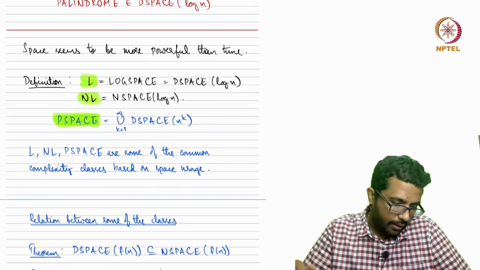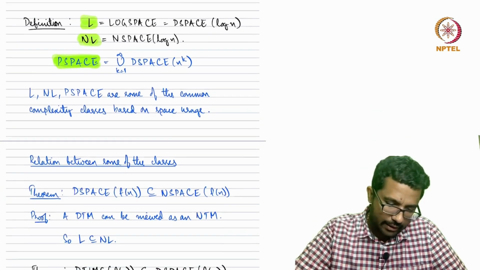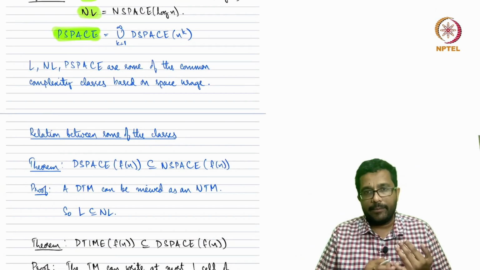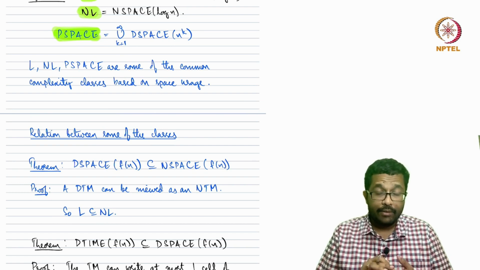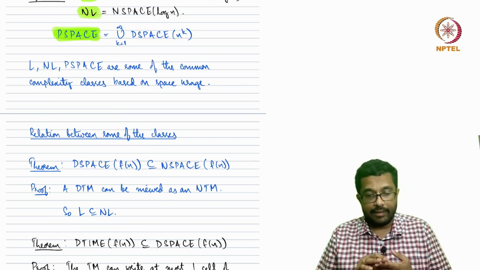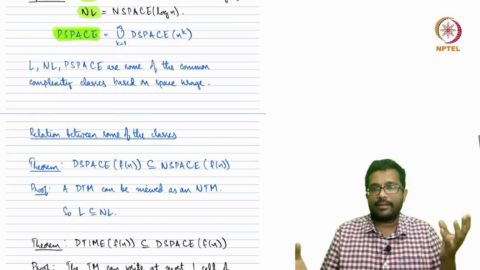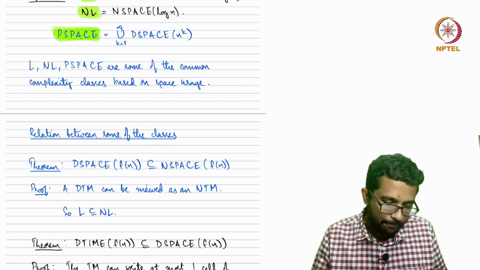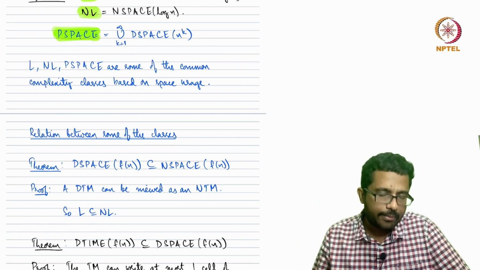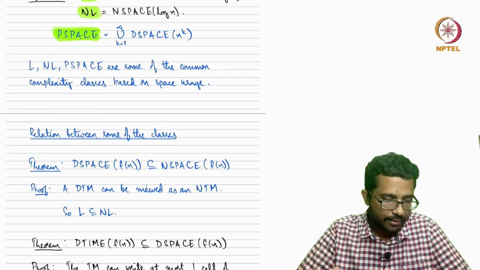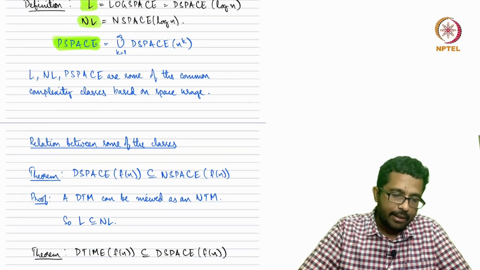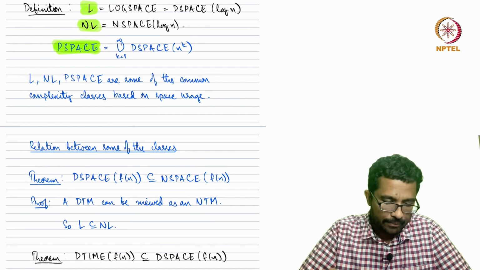So now, having explained all of this, let us move on. We have defined things in terms of time, things in terms of space, deterministic, non-deterministic, etc. Now let us see how these classes compare against each other. Many of them are simple, but some of them require some amount of cleverness. So we are going to see some relations between complexity classes based on time, space, etc.